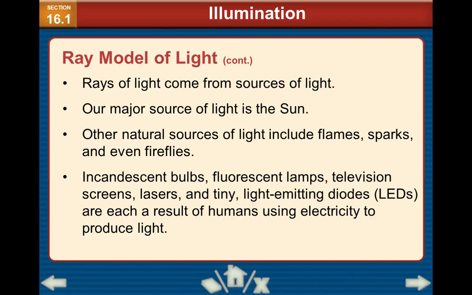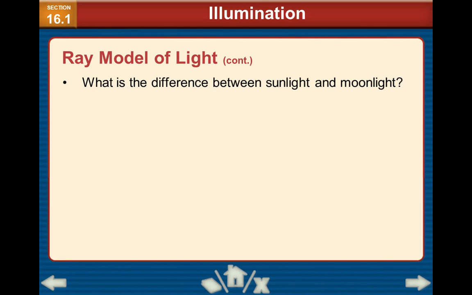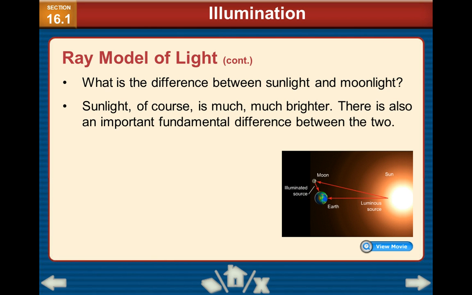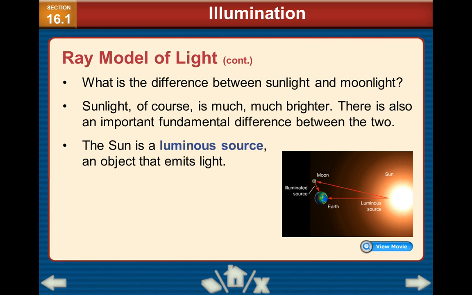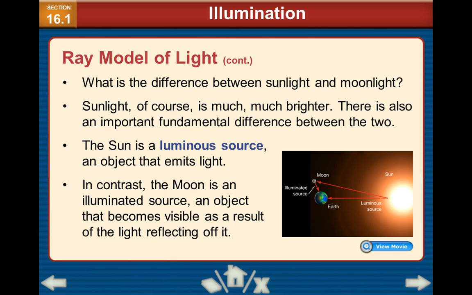Again, we have artificial means of light. Again, if we wanted to look at, for instance, the difference between sunlight and moonlight, well, sunlight comes from the original source. Moonlight is reflected. So we say that the sun is the luminous source, and we say that the moon is the illuminated source. In other words, we see it because light's reflecting off of it.